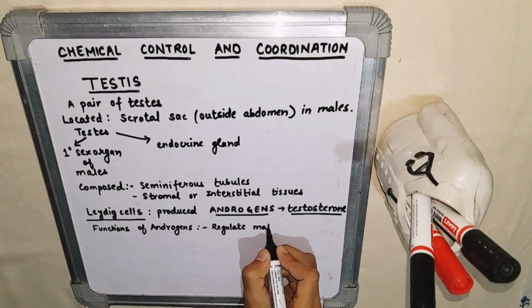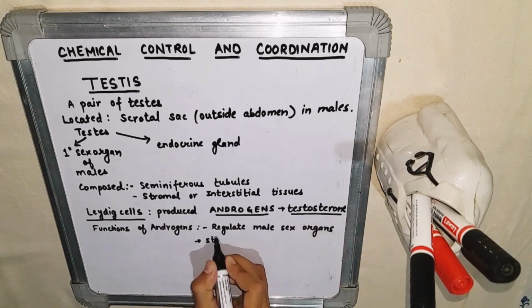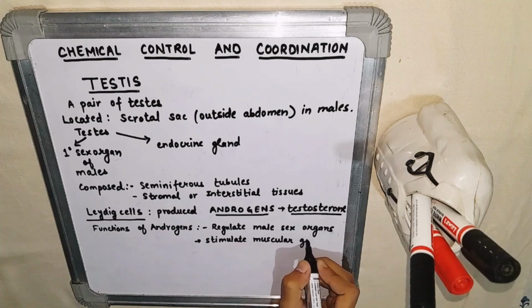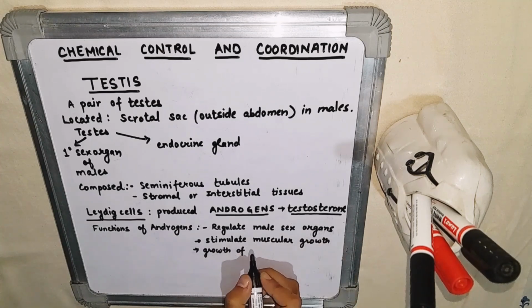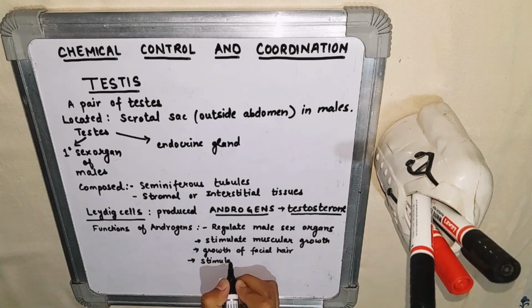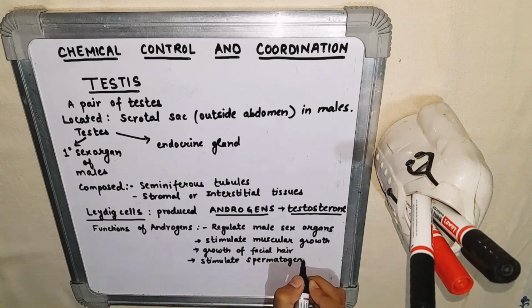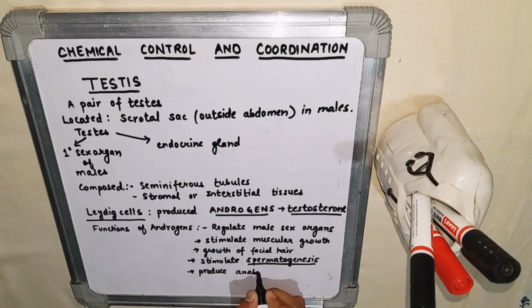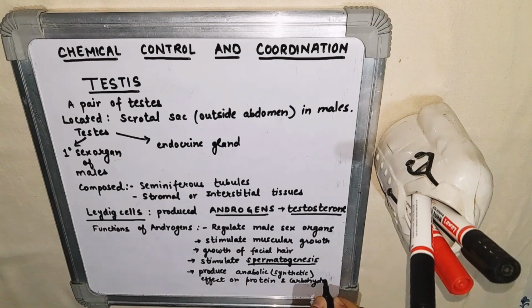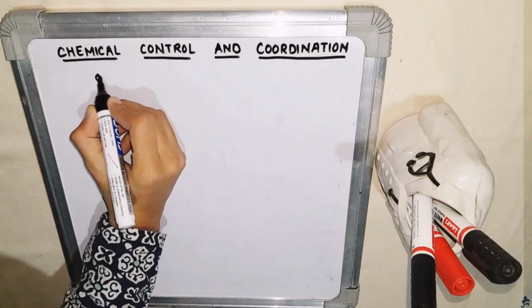The functions of androgens are to regulate the male sex organs and to stimulate muscular growth and growth of facial hair in males. It stimulates the process of spermatogenesis. It also produces an anabolic synthetic effect on protein and carbohydrate metabolism.